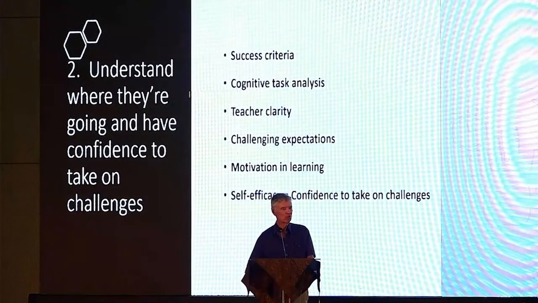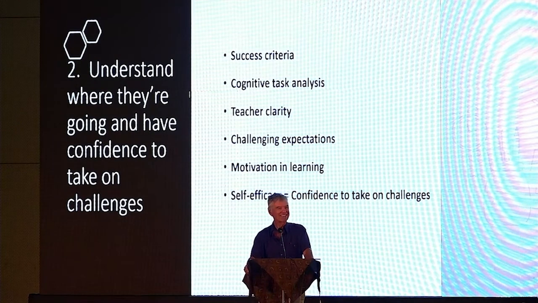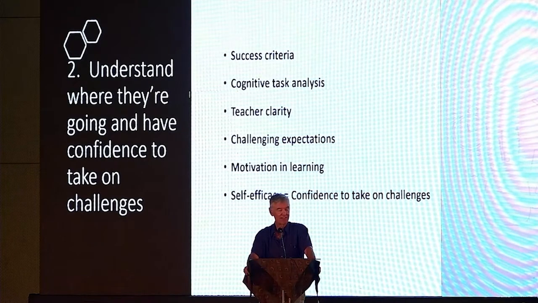The second part of an assessment-capable student is they understand where they're going, and critically they have the confidence to take on challenges. I always think it's fascinating when you look at the research on gifted students. Why is it that nearly all gifted students don't become gifted adults? Less than 2% of child prodigies go on to be gifted adults. And many of the argument is because they have no confidence to take on challenges when they don't know. When they get out of their comfort zone, they don't have that ability to take on challenges.